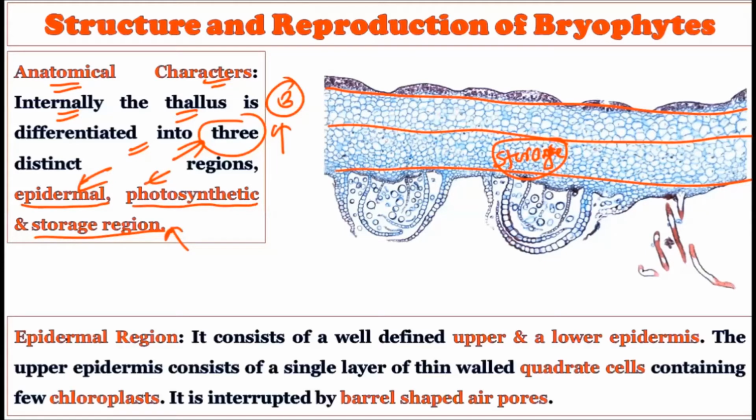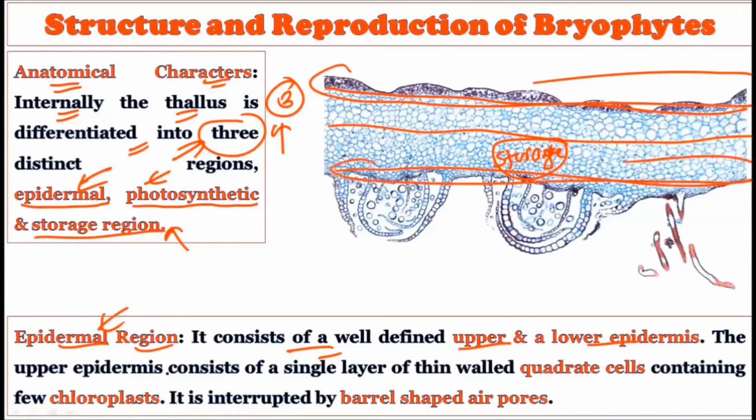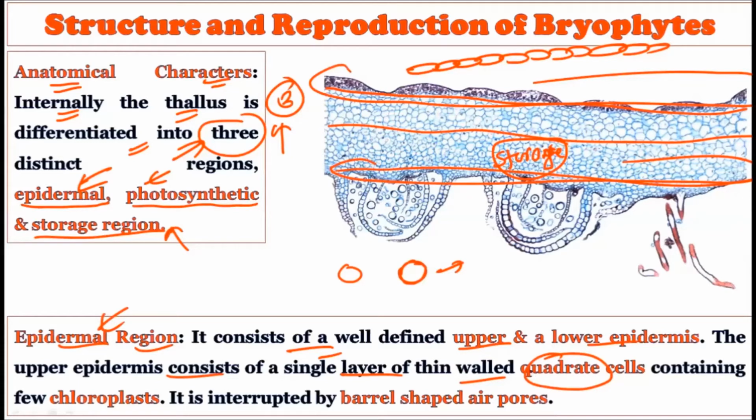Now consider the first one, the epidermal region. Of course, it will include the epidermis, as the name suggests. It consists of a well-defined upper and lower epidermis. The upper epidermis consists of a single layer of cells, one single layer like this. The cells show very thin walls, not very thick. So simple thin wall structures are formed by these epidermal cells, and they are quadrate cells containing chloroplast. Of course, this is important.